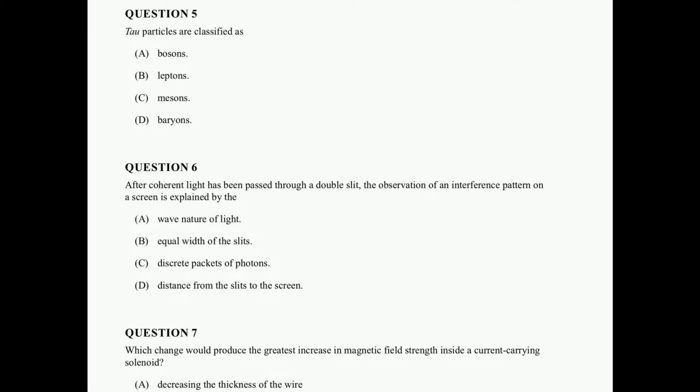All right, so question 5, tau particles are classified as either bosons, leptons, mesons, or baryons. So this answer is going to be leptons. This has actually been a short response question in a prior paper where you've had to list the different types of leptons. So this is just going to be one of those things you need to remember. So what we'll do is we'll just go through and list the different types of leptons. The other leptons that you have are going to be the electron. You're also going to have the muon, it's meant to be an M. The tau as well. So that's our answer for question 5.